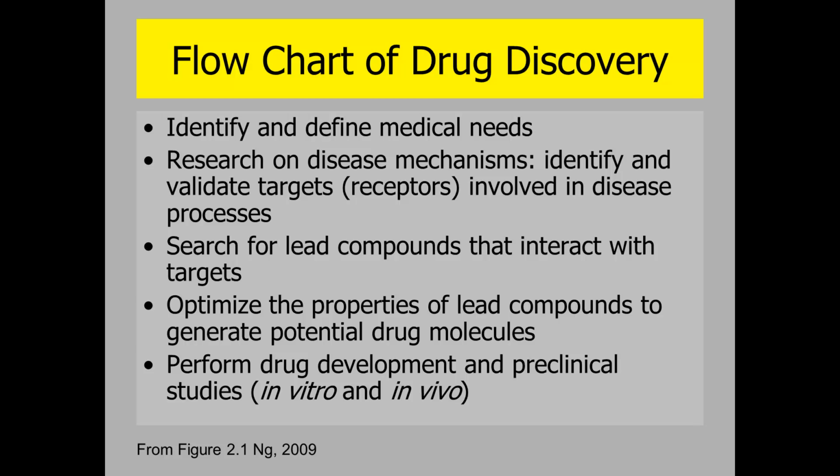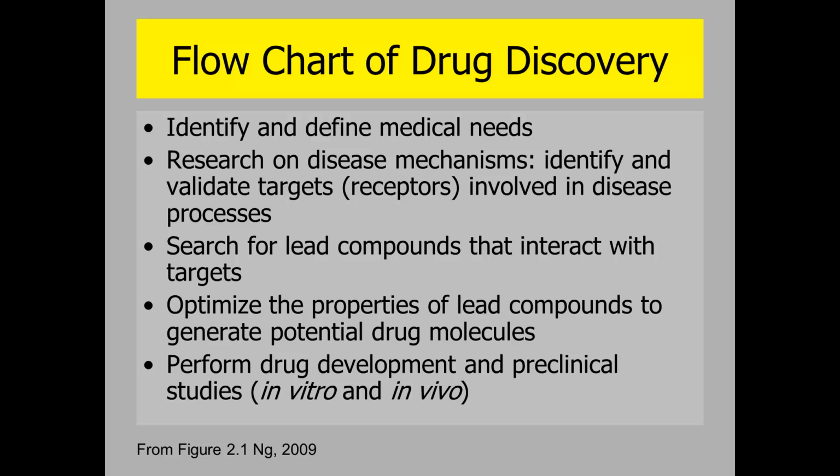The lead compounds are going to be compounds that are the most effective. There's a lot of compounds that might affect that receptor, but you need the ones with high binding efficiency. Then once you've identified a compound that looks good, you can tweak that compound and modify it to generate potential drug molecules that might have properties that are effective. And then once you've got those lead compounds identified, you're going to develop the drug and do preclinical studies.